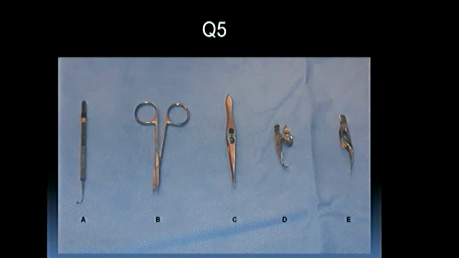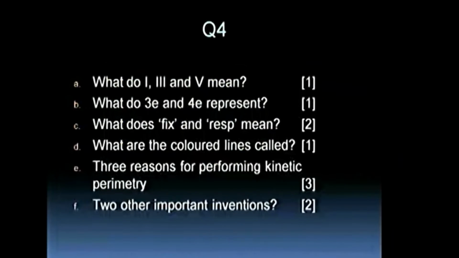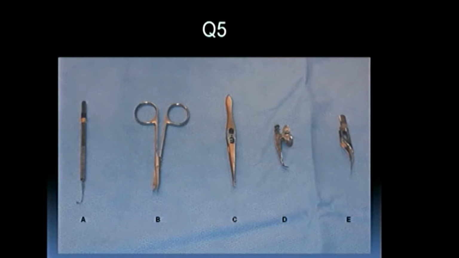Okay, so we move on to question 5. This is the last question. So these are 5 surgical instruments seen in the glaucoma operating room.